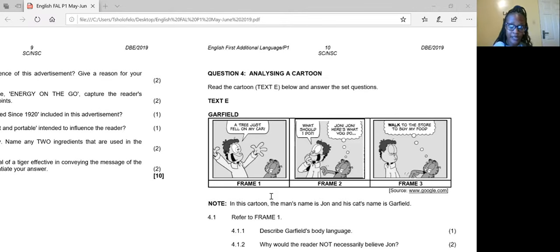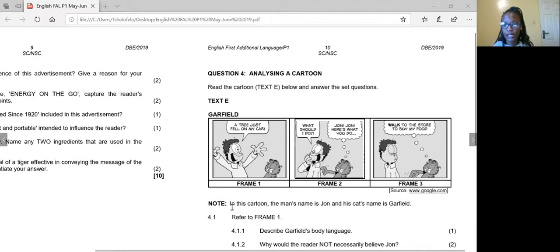Others call them strips, still fine. We have frame 1, frame 2, frame 3. However, we don't have a background in terms of a setting because there's nothing at the background that indicates to us in actual fact where action is taking place. So we don't know the setting of the cartoon. Right? Now let us get into the cartoon itself.